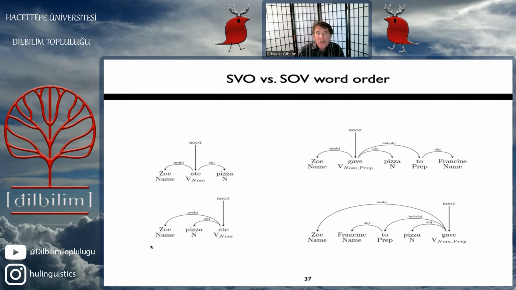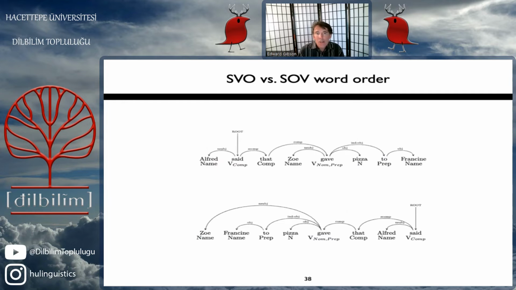Now, why do they do it? It's plausibly because they minimize dependency length. So this is English. Zoe ate pizza. Zoe gave pizza to Francine. This is Japanese. Zoe pizza ate. Zoe gave pizza to Francine. This is like Turkish, I presume. So Alfred said that Zoe gave pizza to Francine.